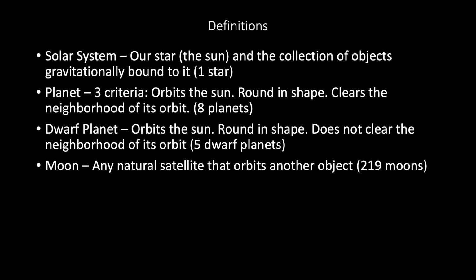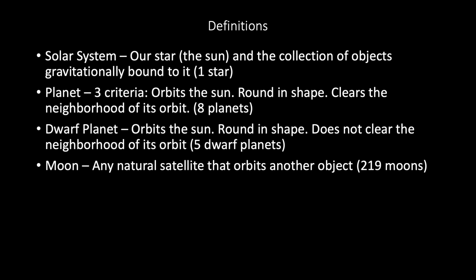There are 5 dwarf planets. Pluto is one of them. There are 3 others in the same region that Pluto is in, and there's 1 in the asteroid belt. This is going to be the last thing we talk about, so I'm not going to touch on it too much here. And then a moon is any natural satellite that orbits another object.